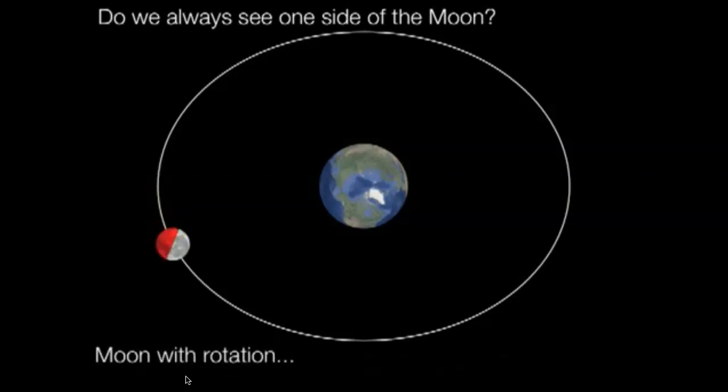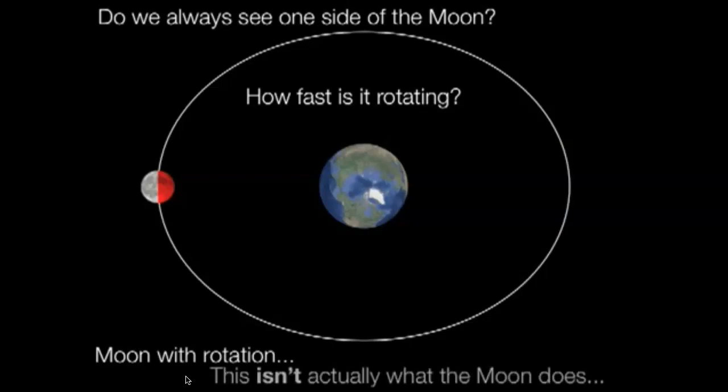If the moon were rotating really quickly, then the moon would be spinning, spinning, spinning, and we would see all sides of the moon multiple times per orbit. So if the moon doesn't rotate, we see all sides of the moon. If the moon rotates fast, we see all sides of the moon.